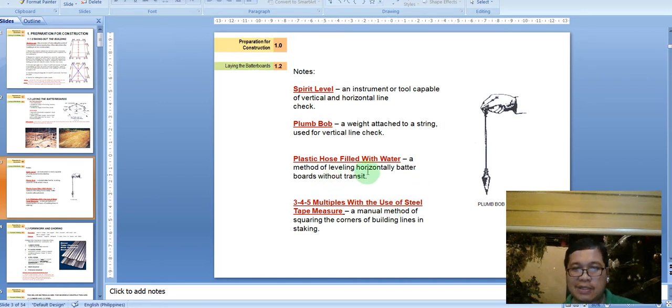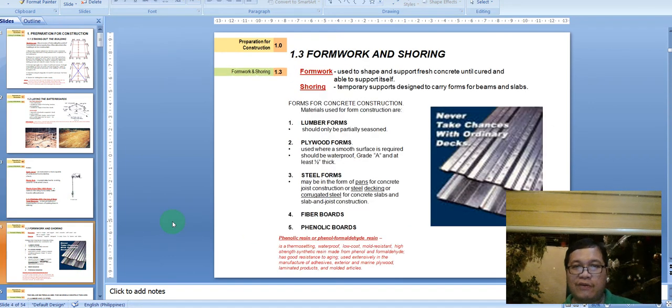Then you have your plastic hose filled with water, a method of leveling horizontal boards with a transit. And you have the 3, 4, 5 multiples, used with a steel tape measure, a manual method of squaring the corners of building lines in staking. Then you have your formwork and shoring. Your formwork is used to shape and support fresh concrete until cured and able to support itself.